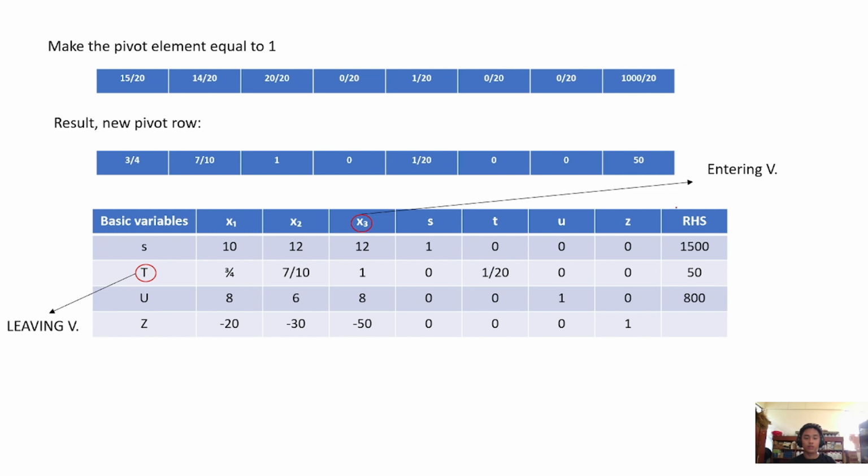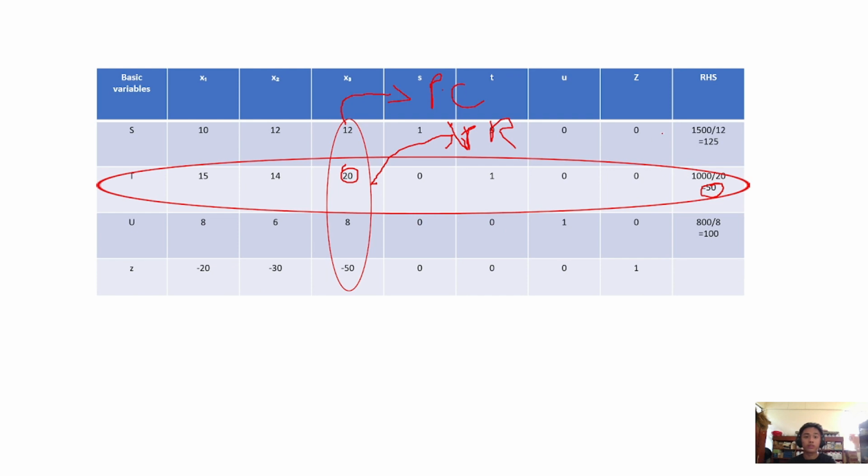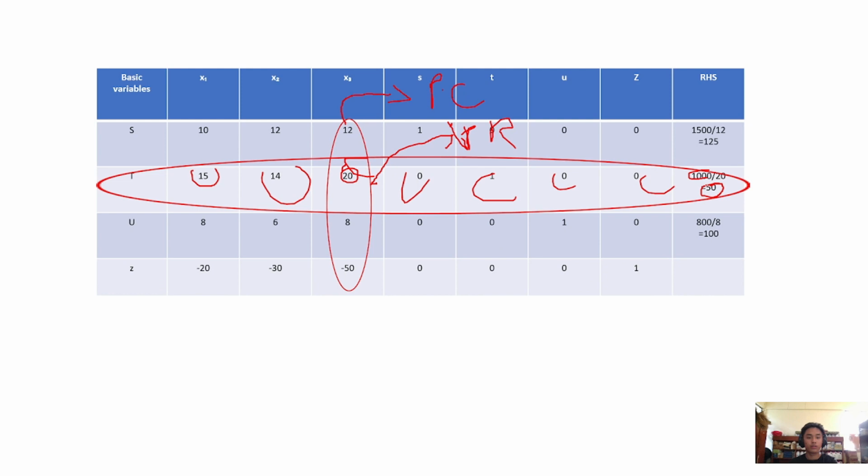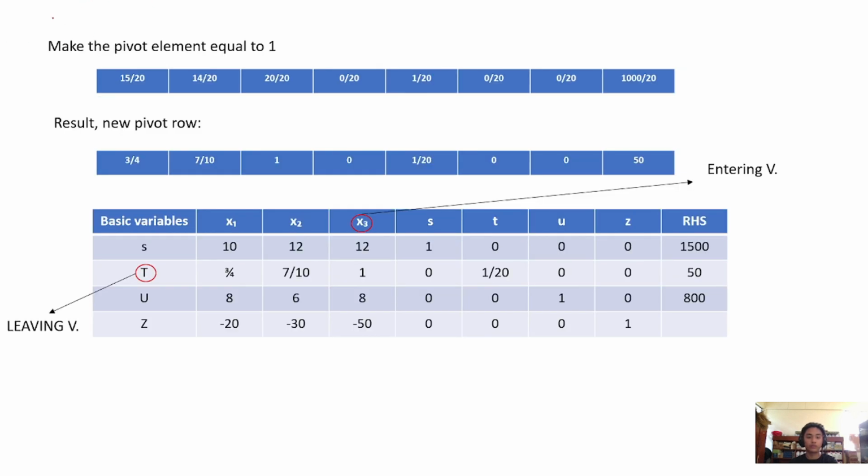Next is make the pivot element equal to 1. So, 15, 15, 14. Copy lang ito. 20, 0, 1, 0, 0, then 1,000. Then 14, 20, 0, 1, 0, 1. So, copy lang natin dito. Fifth, ito na. 15, 14, 20, 0, 1, 0, 0, 1,000.